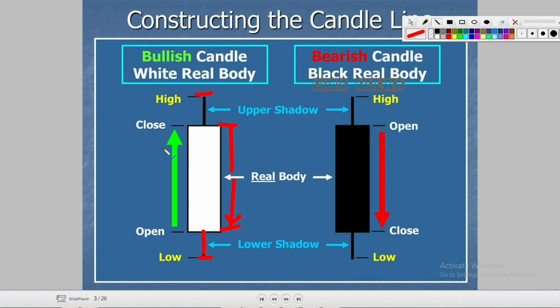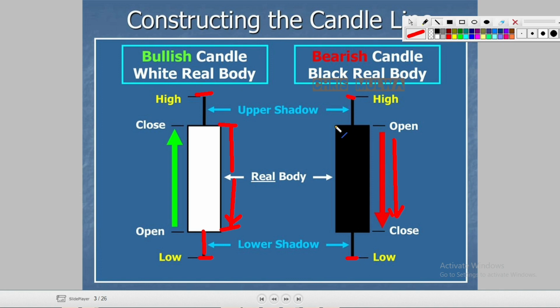As you can see from our description, this is the bullish candle. This is the bullish candle that is formed, and this is the bearish candle. This is the bearish, going down, the downwards. This again is the lowest point that the market reached, and this the highest.